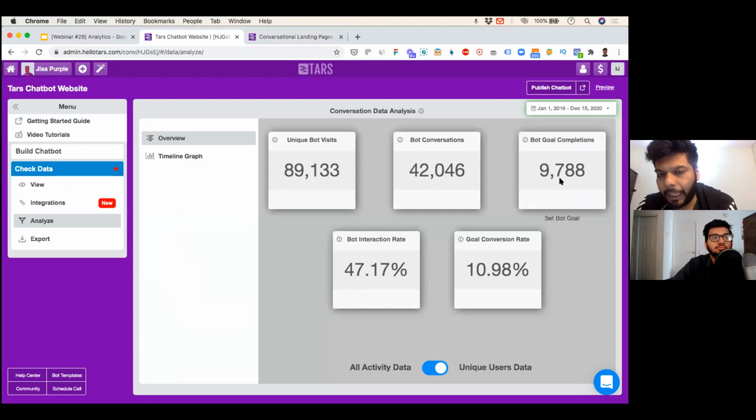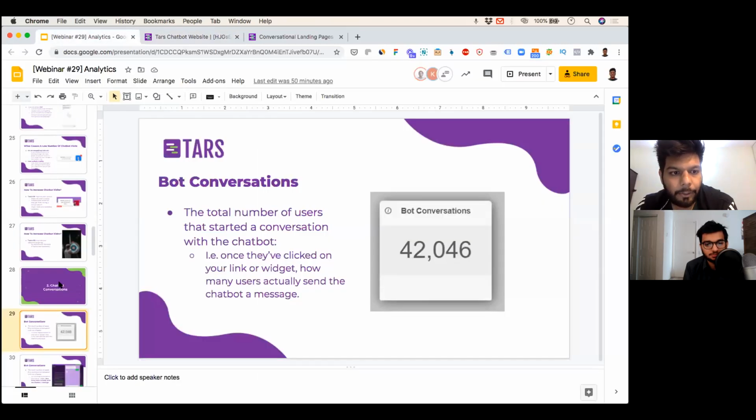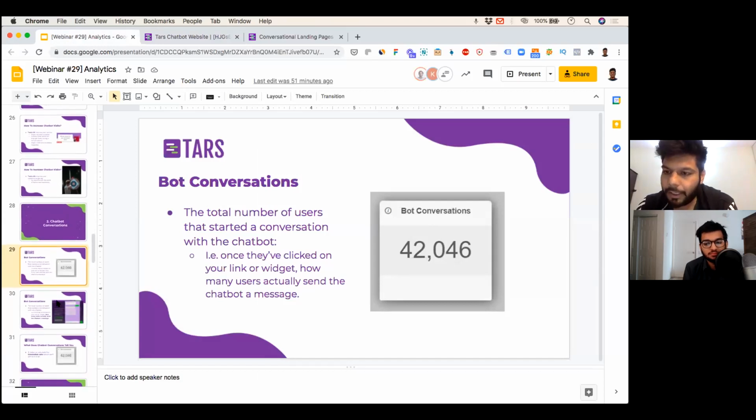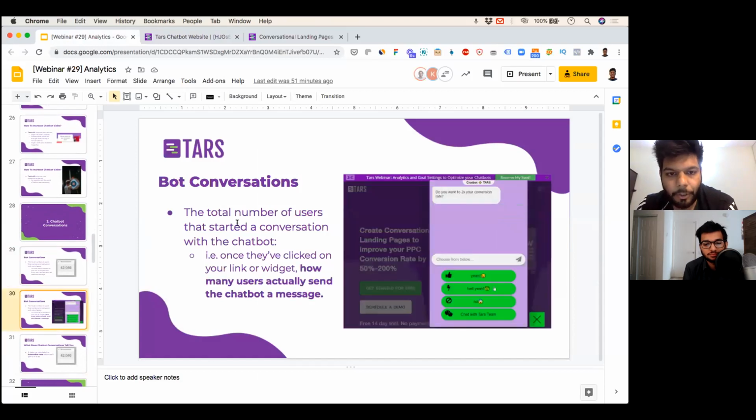The three numbers that are going to matter to you are essentially the bot visits, the interaction rate, and the conversion rate. But for interaction rate and conversion rate, you need to understand what are conversations and what are completions, right? Bot conversations are as simple as that. People are coming in, and how many of those actually interact or just complete that first question, move on in the conversation, is what your conversation is. They click on a widget and then they do something, that's a conversation for you.